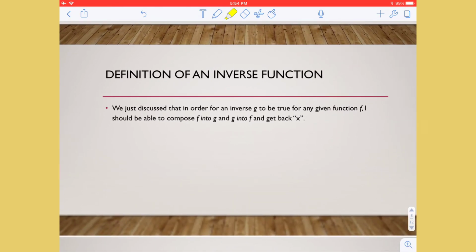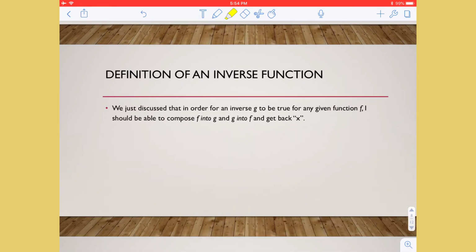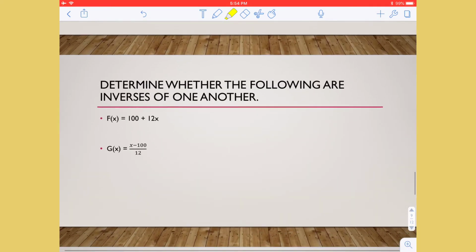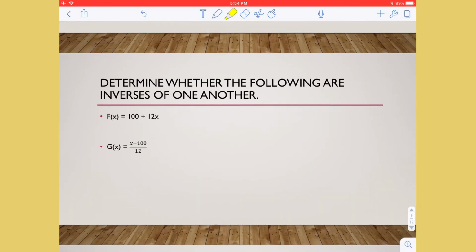Now the definition of an inverse function. So we just discussed that in order for an inverse g to be true for any given function f, I should be able to compose f into g and g into f, and both of those give me back x. So determine whether the following are inverses of one another.